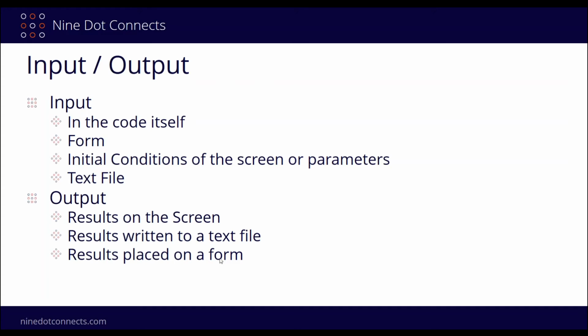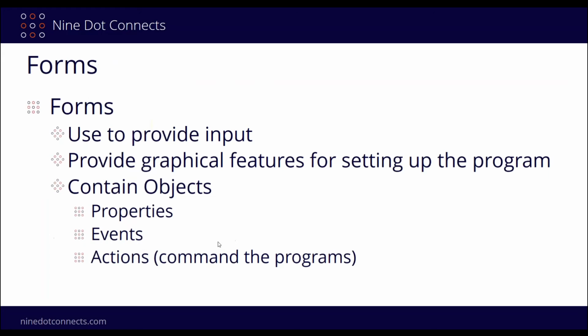And that takes me to this point of forms. I've alluded to this quite a few times, but I think we want to spend a little more time on it, because if you're going to do something in Altium, more than likely you're going to need to do something through a form. Obviously they're there to provide input, but they are also graphical features for helping you set up the program itself. And you'll see these examples as we go along.